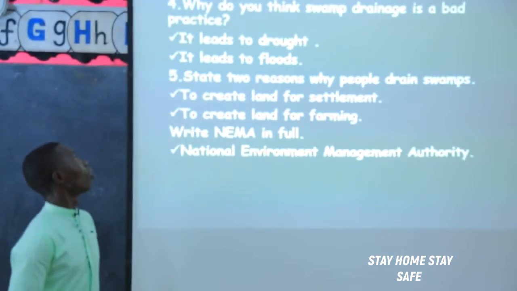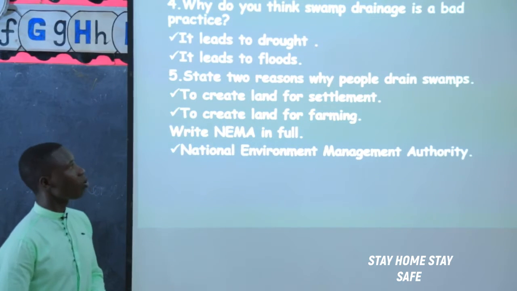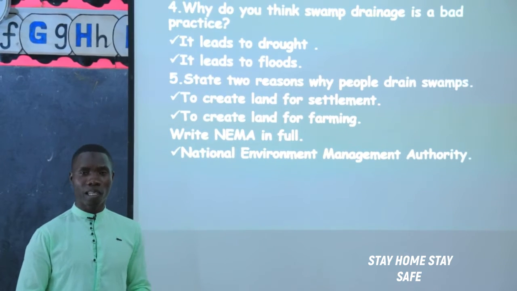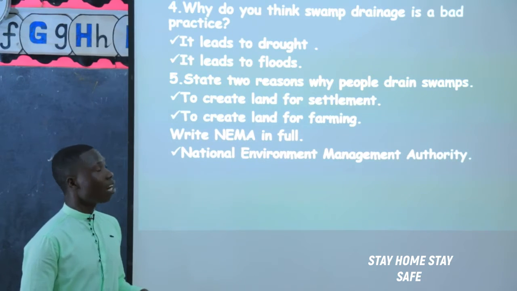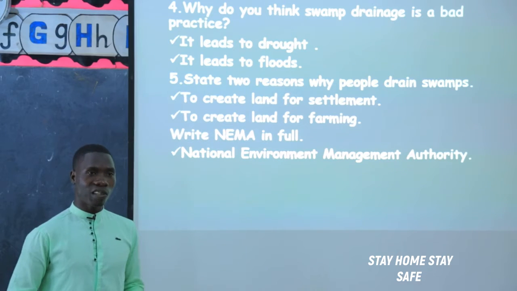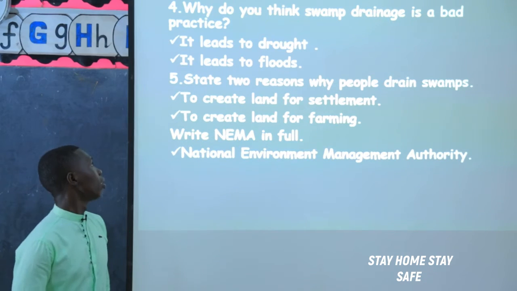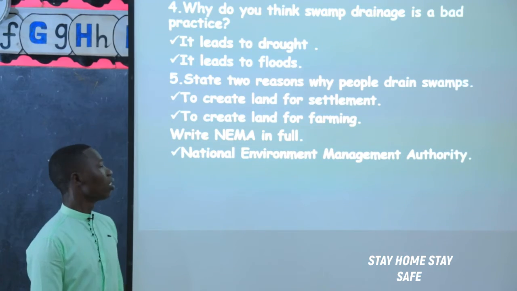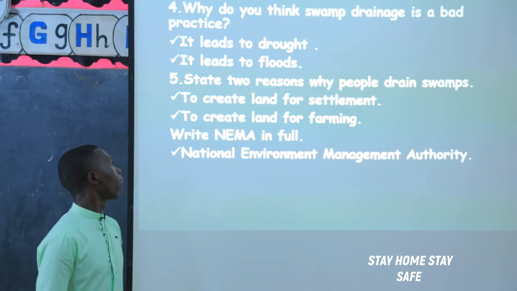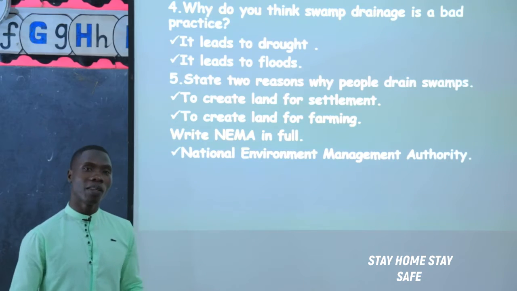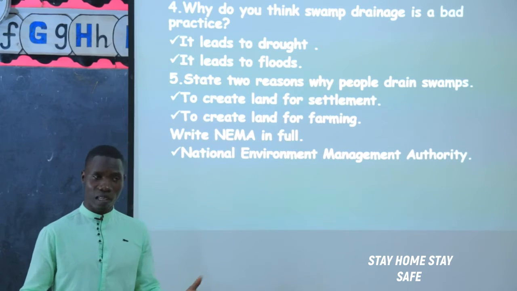I love that. Question number 4, why do you think swamp drainage is a bad practice? The dangers of swamp drainage: it leads to drought, it leads to floods, it leads to desertification, it destroys habitats for wild animals. Question number 5, state 2 reasons why people drain swamps. To create land for settlement, to create land for farming, for setting up industries, and so forth.